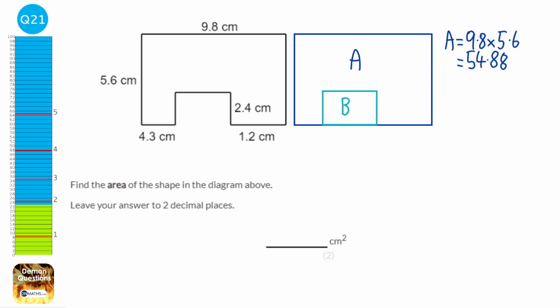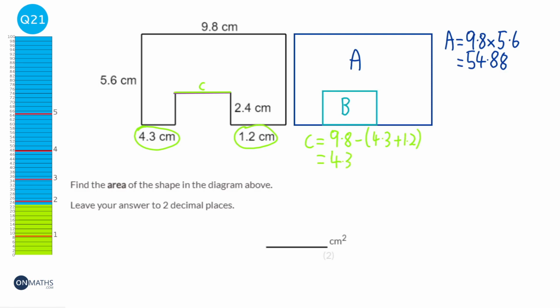Now to work out B, we actually have a bit missing. We need to work out what the length of this bit here is. Let's choose a different color so it shows up more, this length here. We'll call this C to make things easier. To work out the length of C, we take the total length across of the whole shape, which is 9.8, and take away the bits that we know, which is the 4.3 and the 1.2. So we do 4.3 plus 1.2, take that away from 9.8, and I get the answer of 4.3, and that's a coincidence that it's the same as the left hand one.